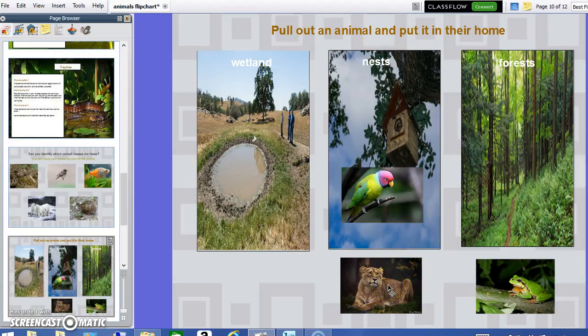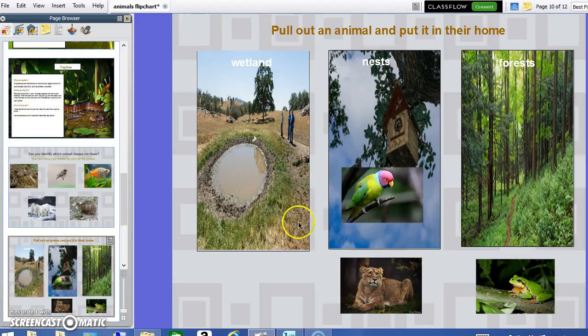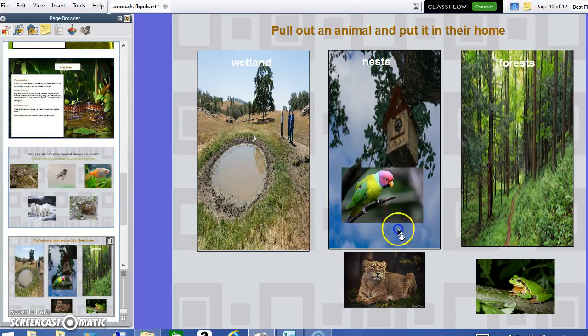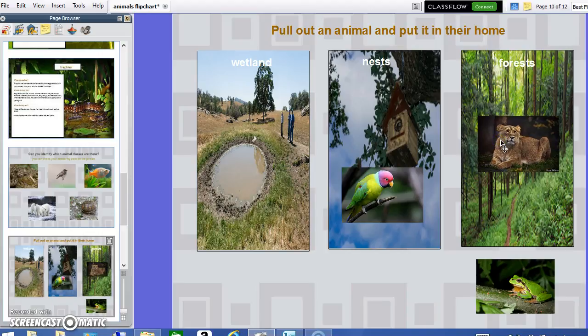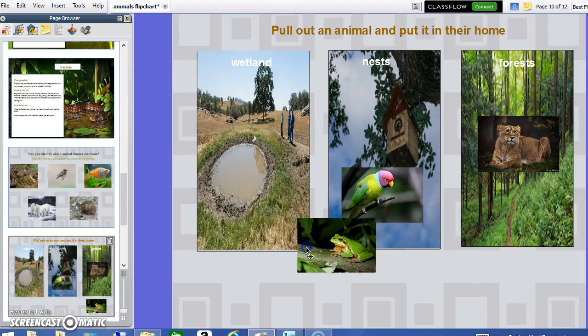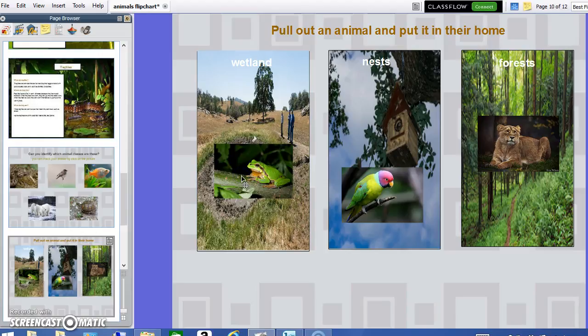And this is the lion. If the student puts it in the wetland, the picture will return because this is the wrong answer. If you put it in the nest, it will return too. And if you put it in the forest, this is the correct answer, and the picture will stay. And the frog, if you put it in the forest, it returns. And here it returns too. And the frog lives in the wetland, and this is the correct answer.